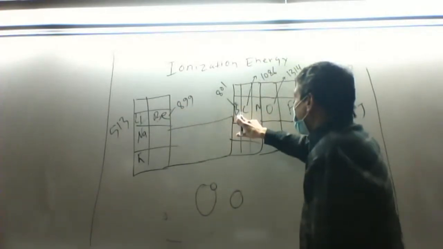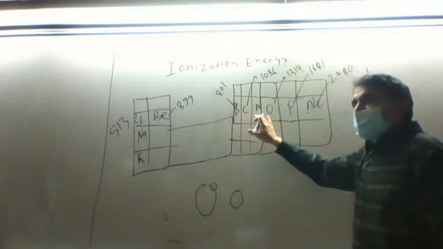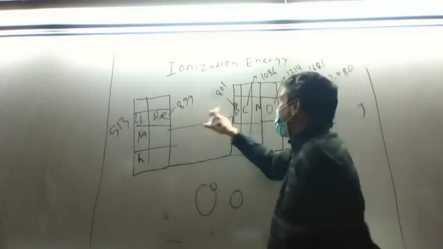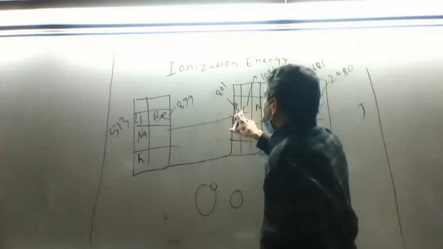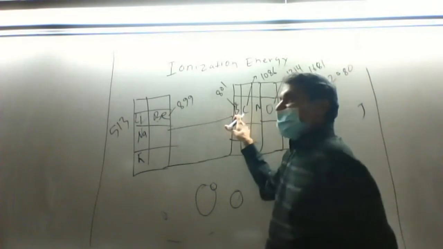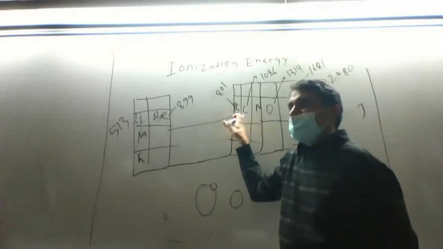If I go to boron, I'll talk about there is some anomaly here. Here you see the large number, 899, right? You would say, okay, why is boron 801? It should have 900, or 899, it should have 950 or something like this, right?